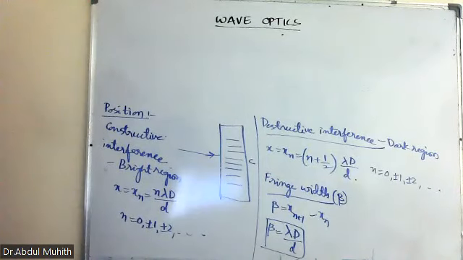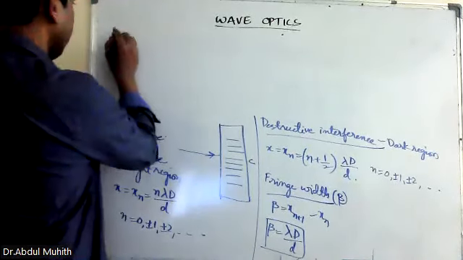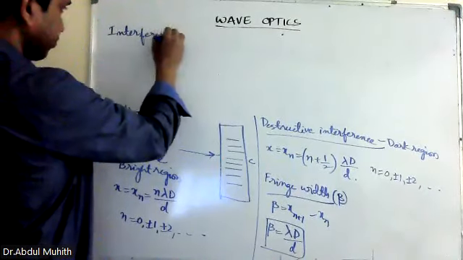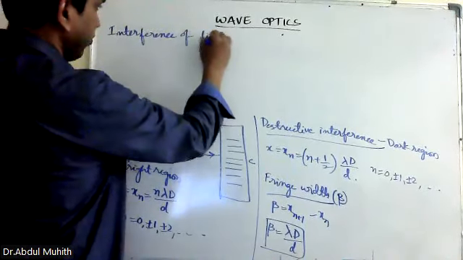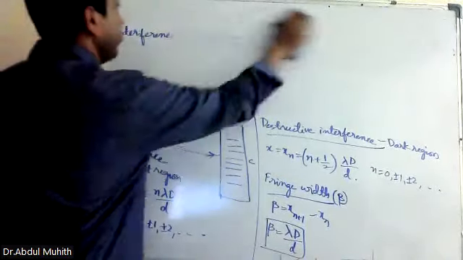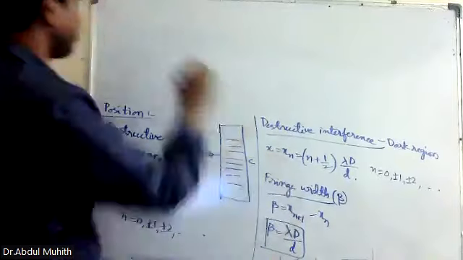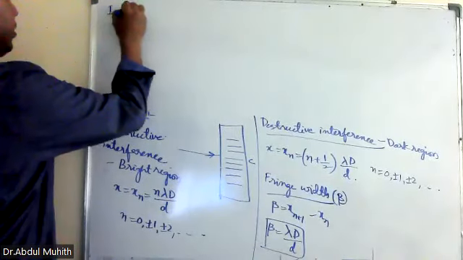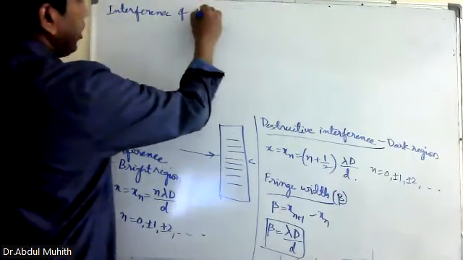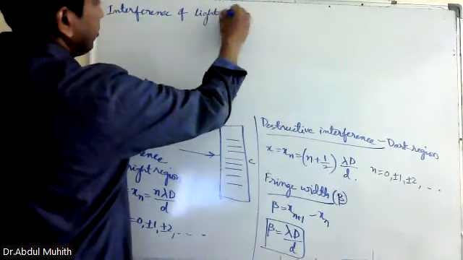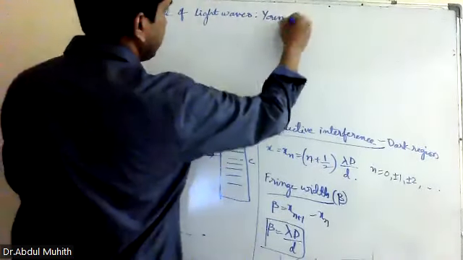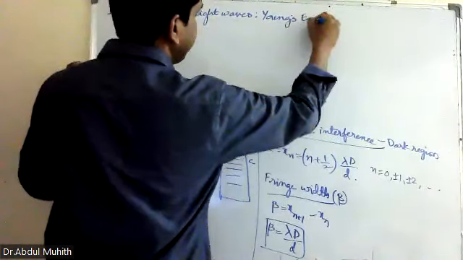In Young's double slit experiment, we study the interference of light waves. Young's experiment, or Young's double slit experiment.